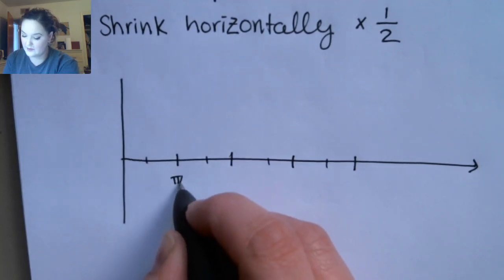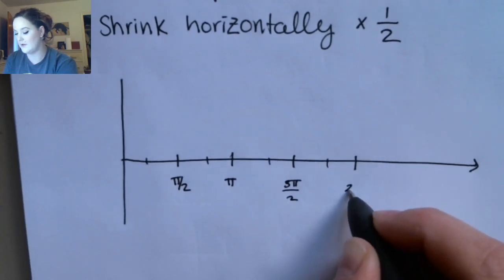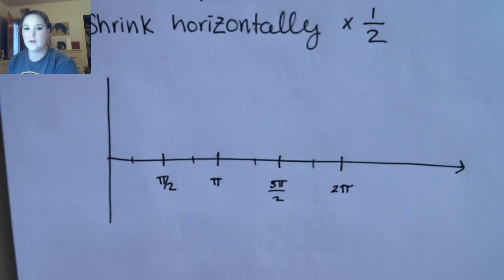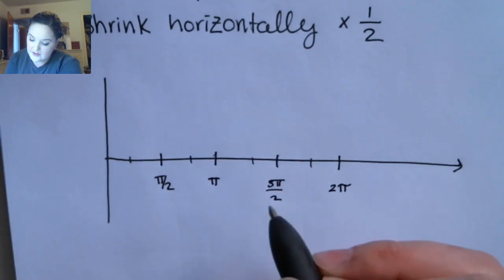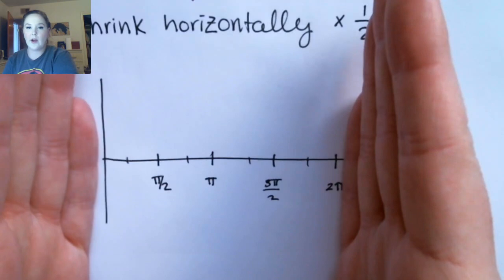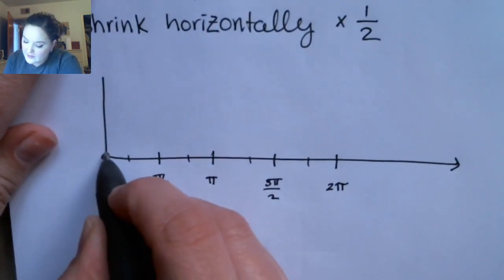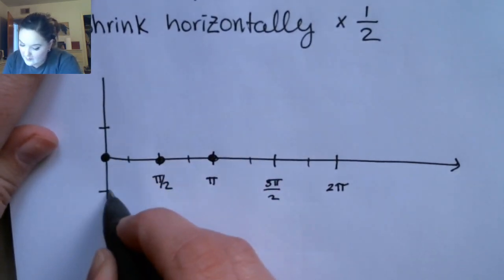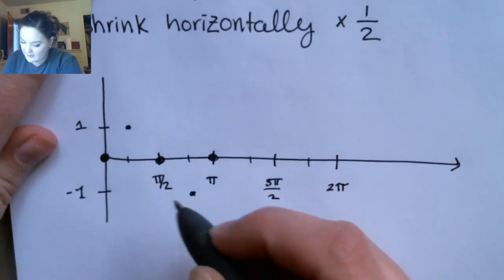So here's pi over 2, here's pi, here's 3 pi over 2, and here's 2 pi. Since we're looking at the graph of sine, the y-coordinates for the key points are going to be 0, and we're going to have shrunk the whole graph from 0 to 2 pi down from 0 to pi. So here's going to be my key points that are on 0, 1 and -1.